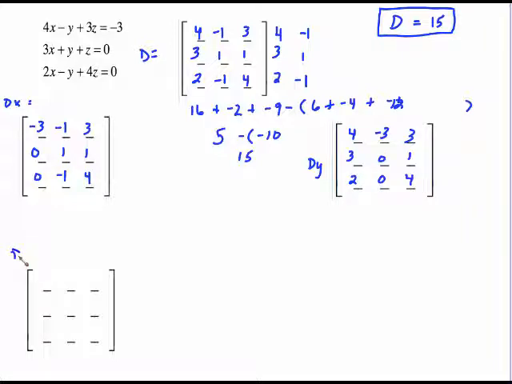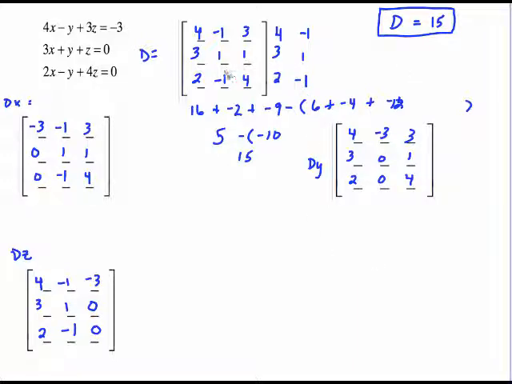The Dz matrix, you're going to use this to find the answers for z. So put these constants into the z column. Your x and your y column should be what they were originally. 4, 3, 2, negative 1, 1, negative 1. And then you want to double check that you have copied everything correctly before you start doing any arithmetic.